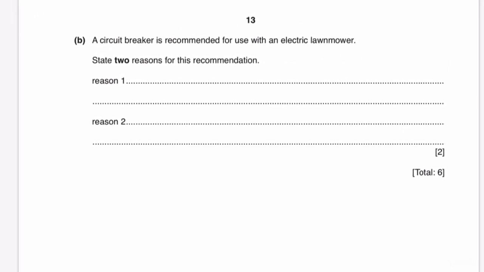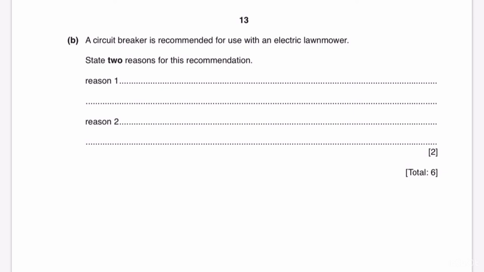10B. A circuit breaker is recommended to use with an electric lawnmower. State two reasons for this recommendation. अब obviously सर्किट ब्रेकर क्या होता है कि जब ज़्यादा करंट आ रहा होता है, तो वो सर्किट ब्रेकर ऑफ हो जाता है और आपको डैमेज से प्रिवेंट करता है, और ऑल्सो आपको इलेक्ट्रिक शॉक से प्रिवेंट करता है.